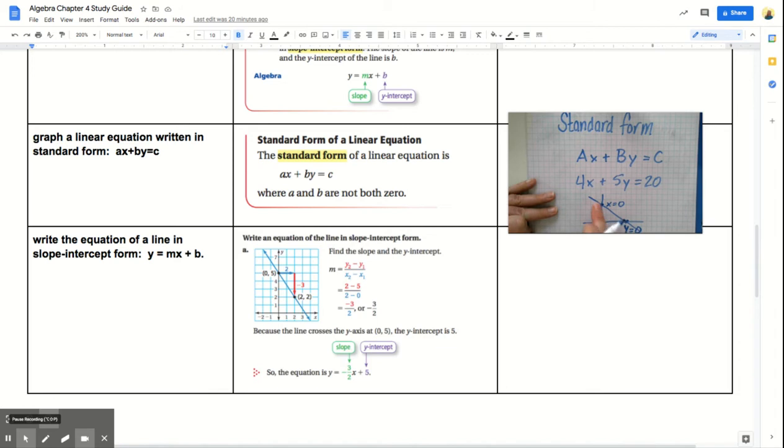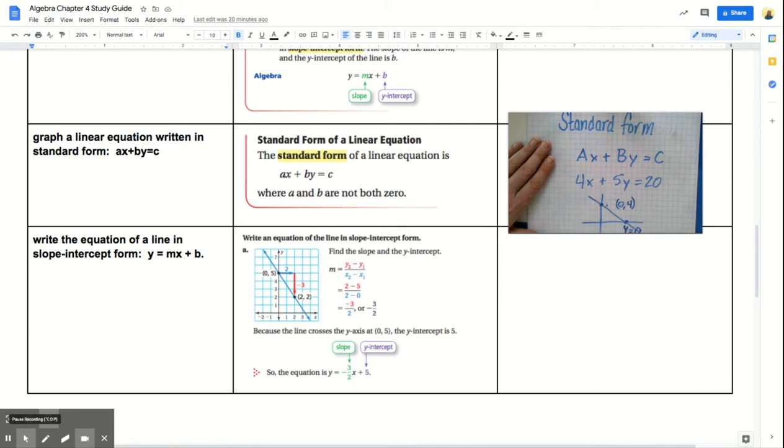So when x is 0, if we were to put 0 in for x, this whole term would just be equal to 0 because 0 times anything is always just 0. So 0 times 4 would be 0. So I'm just going to cover up that term because we know that's going to be a big fat 0. Now we're just solving for y. So 5 times what equals 20? So when x is 0, y would be 4 because we know 5 times 4 is 20. So there is our coordinate for our y-intercept here.